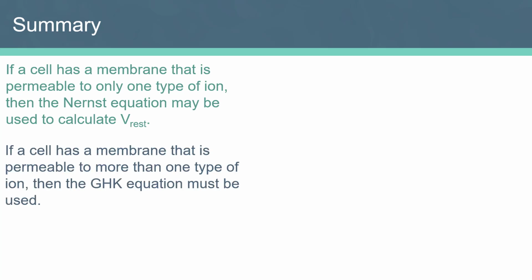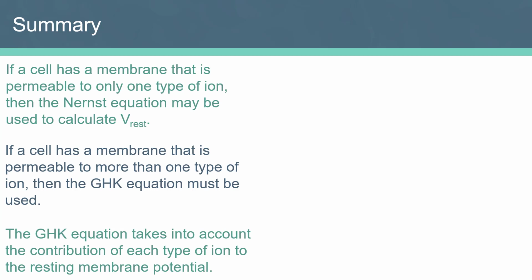However, if a cell has a membrane that is permeable to more than one type of ion, then the GHK equation must be used. The GHK equation takes into account the contribution of each type of ion to the resting membrane potential.